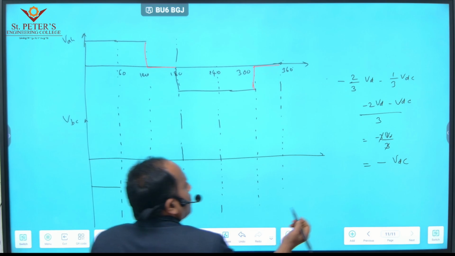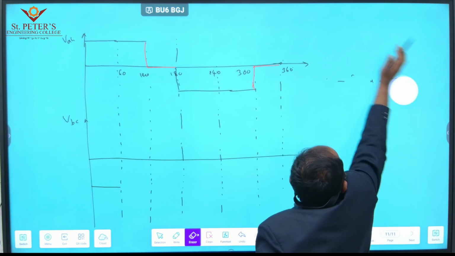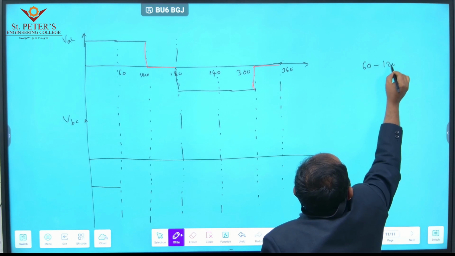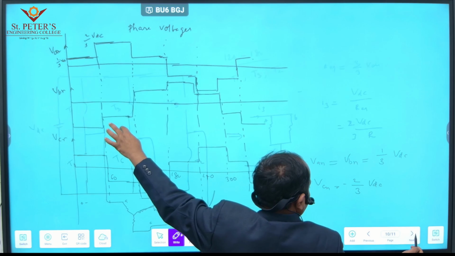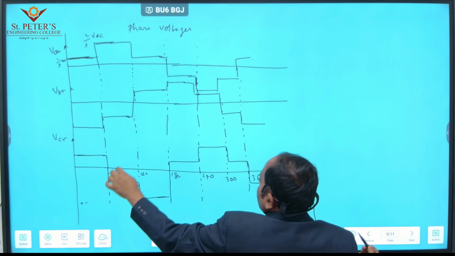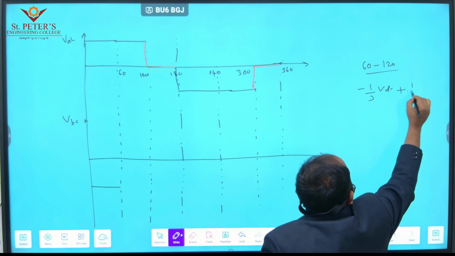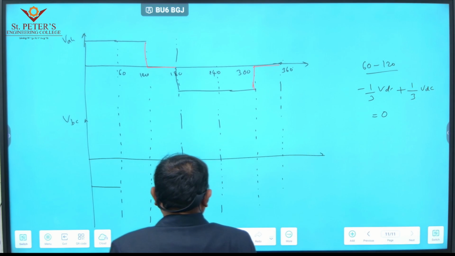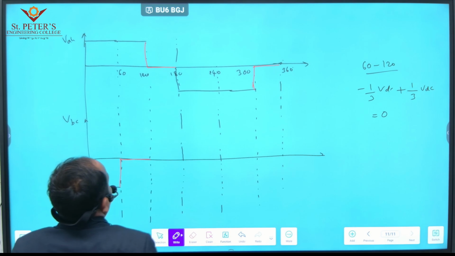Okay, next one, for 60 to 120 degrees, VBN is minus 1 by 3 VDC, and VCN is also minus 1 by 3 VDC. So minus of minus is plus 1 by 3 VDC. So that's why we get 0 voltage. From 60 to 120 degrees, there is no voltage.